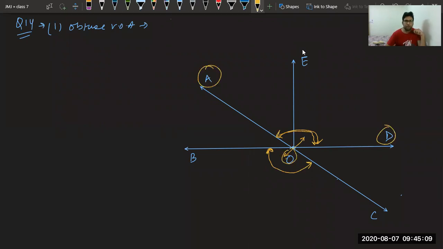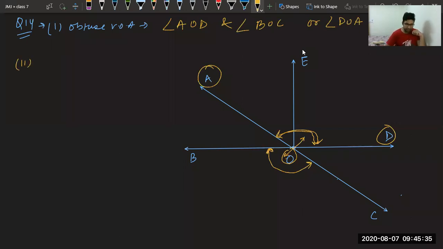So the first pair is angle AOD and angle BOC. You can change the name also. You can write DOA also, no issue. DOA or COB, they are also correct. No issue. Okay.